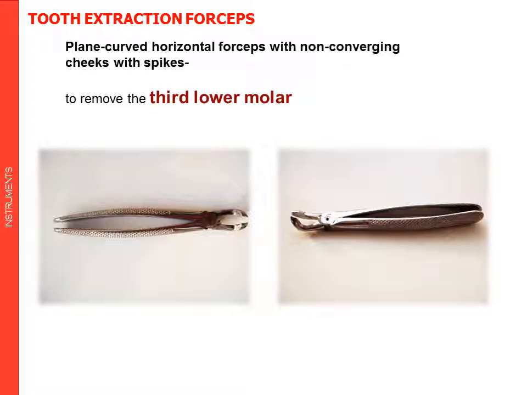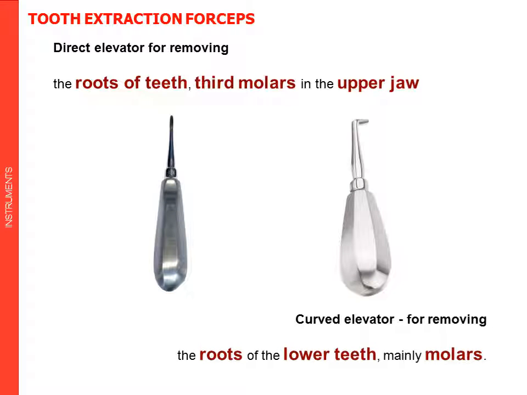This is the plain curved horizontal forceps with non-converging cheeks with spikes, and it is used to remove the third lower molar. The direct elevator is used for removing the roots of teeth, third molars in the upper jaw. The curved elevator is used for removing the roots of the lower teeth, mainly molars.